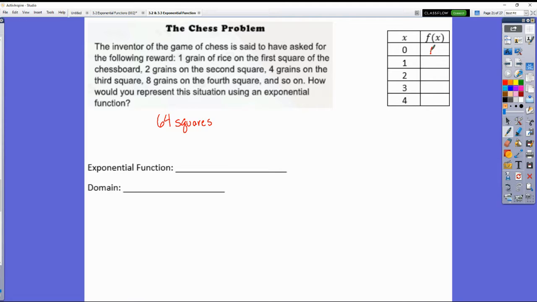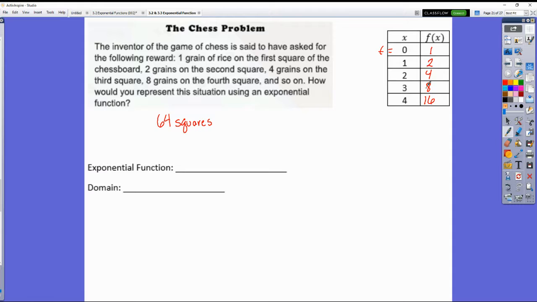Then 1, this is like times 0, okay? So at times 0, I have 1 grain of rice, box 0, whatever. Then I move to the next one. I'm going to double it and double it and double it and double it. So can we write this as a mathematical equation?